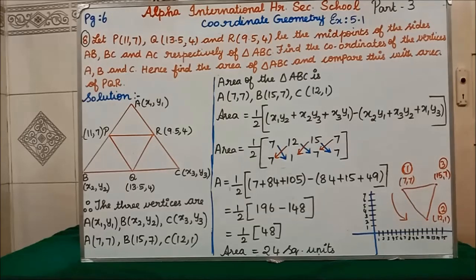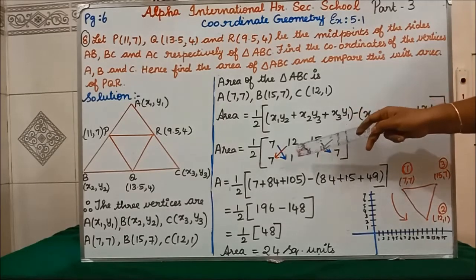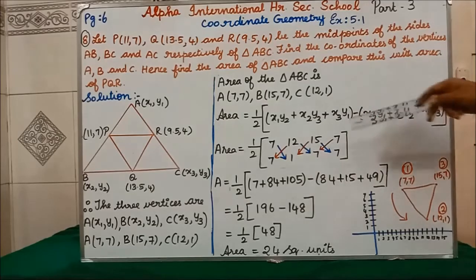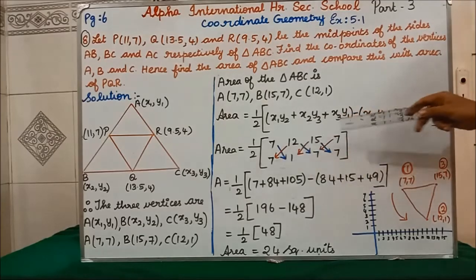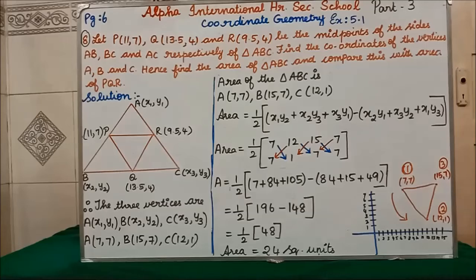So I have told you, after plotting the graph, you have to go in the anti-clockwise direction. See, only in this direction we have to go. So in this direction, our first point is 7, 7. If you come from this 7, 7, the next point is what? 12, 1. See, I have written 7, 7, 12, 1. Then the next point is what? 15, 7. Again, one more time you have to write 7, 7. Clear? The remaining step as usual, we just have to do the cross multiplication.